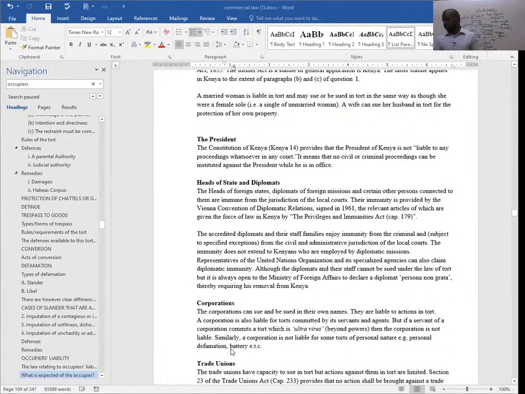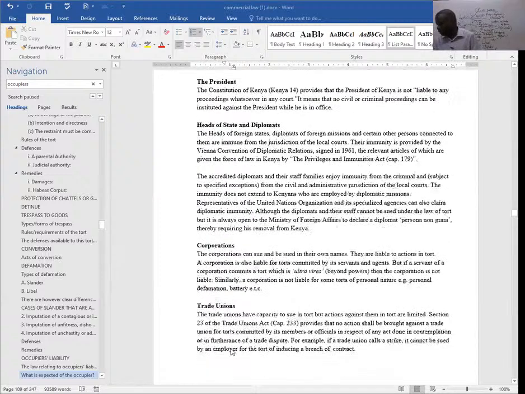Then corporations. Corporations, basically, we're talking about companies. These are recognized as persons under the law, so they can still be held responsible. Safaricom can sue Airtel for any wrongdoing by Airtel. Airtel, being a corporation, is not immune or exempted from the law of torts or any wrong that they have committed against any other party.